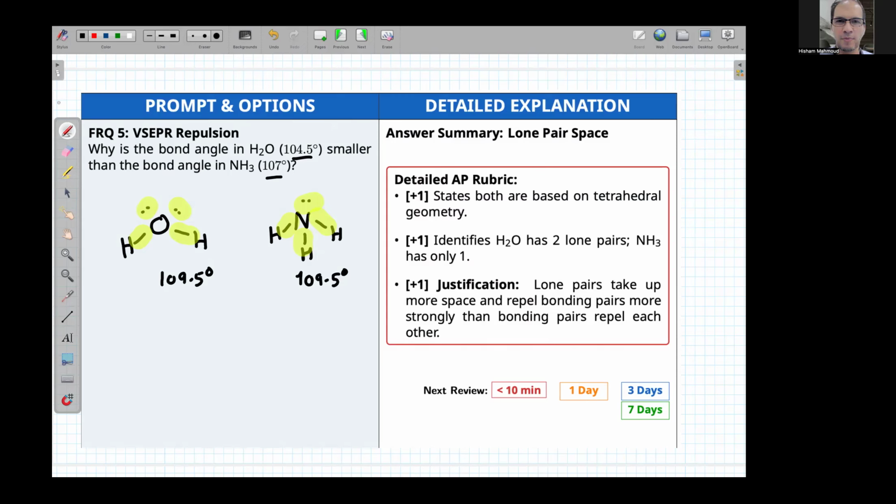Here is the critical concept, and you must state this. The lone pair takes up more space than the bonding pair. You see the space that's taken up by the lone pairs and the space taken up by the bond pairs. The space taken up by the lone pair is more than that by the bond pairs. They repel other electron pairs more strongly than the bonding pairs repel each other. Why? So the fight between these two is a very strong fight.